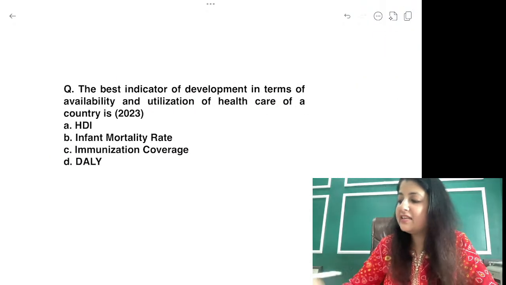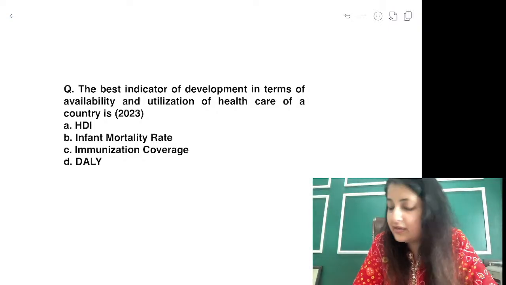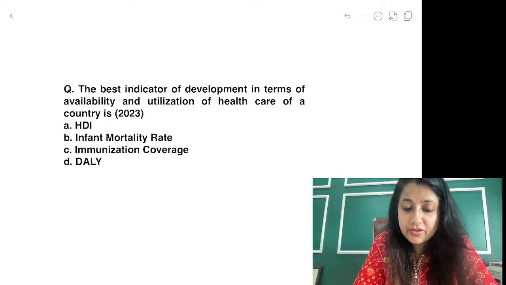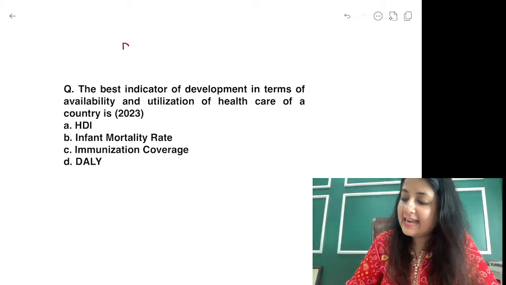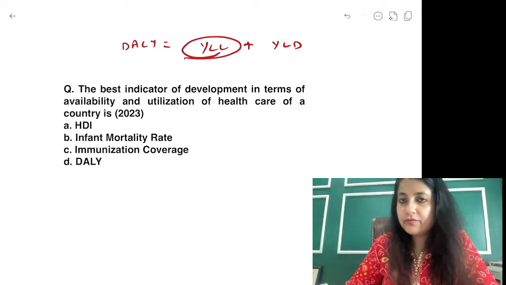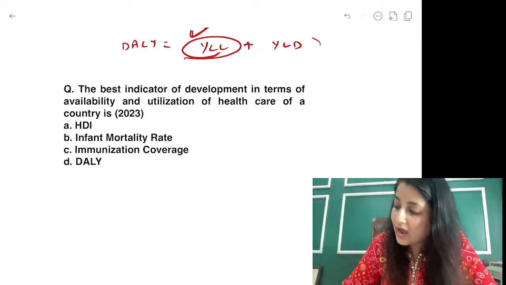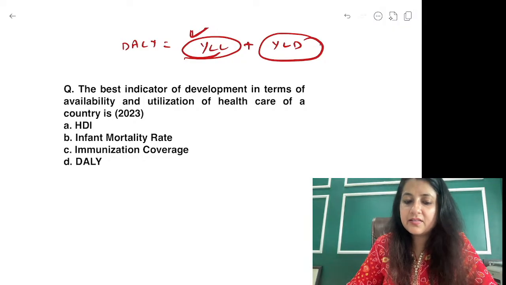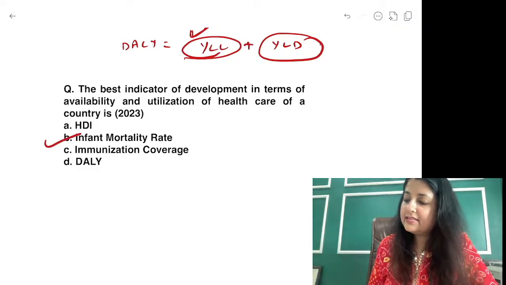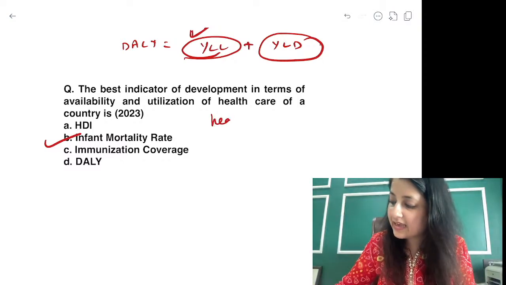What's this? The best indicator for development in terms of availability and utilization of healthcare of a country. Availability, utilization, effectiveness of healthcare services. See, DALY includes both: DALY is YLL plus YLD. YLL is years of life lost to premature death. I asked you about this only, so it is due to premature death. YLD is another aspect of DALY, which is years lived with disability. The answer to this: availability, utilization, effectiveness, health status, everything. The best answer to this is IMR.